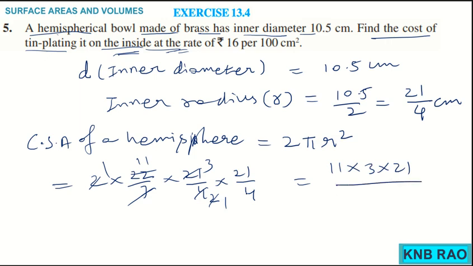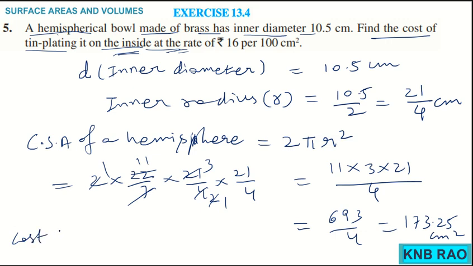Now just simplify this value, you will get 11 3s are 33 into 21 is 693. So 693 divided by 4, you will have 173.25 centimeter square. This is the tin plating area, but what is the cost? Now you have to find cost.